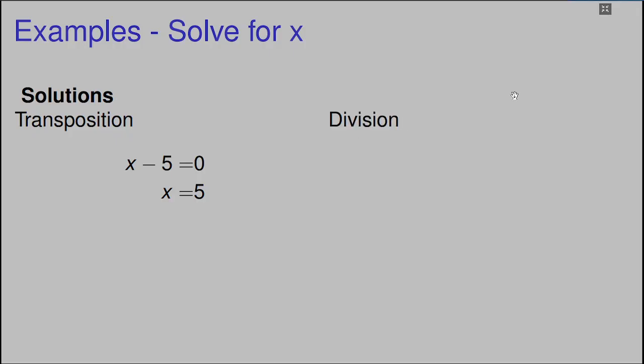Let's look at division. Here you have 2x equals 4. So x here is multiplied by 2. So to isolate x, we simply divide by 2. Then remember, we must do that on both sides of the equation so that the equation remains balanced.